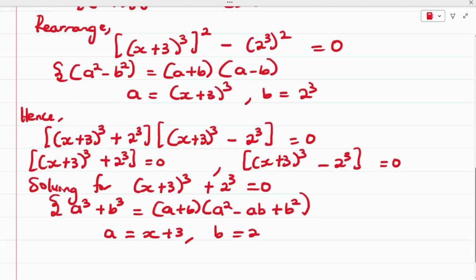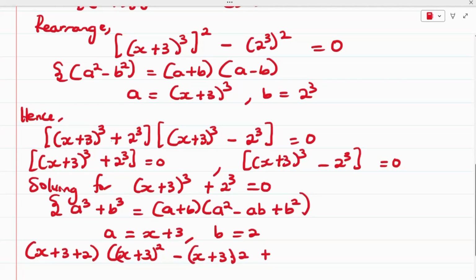So applying this formula, we have this to be x plus 3 plus 2 multiplied by x plus 3, and this is all squared, minus x plus 3 multiplied by what? 2, or I may just put this in the bracket, plus what? B square, which is 2 what? Square, and this is equals to what?